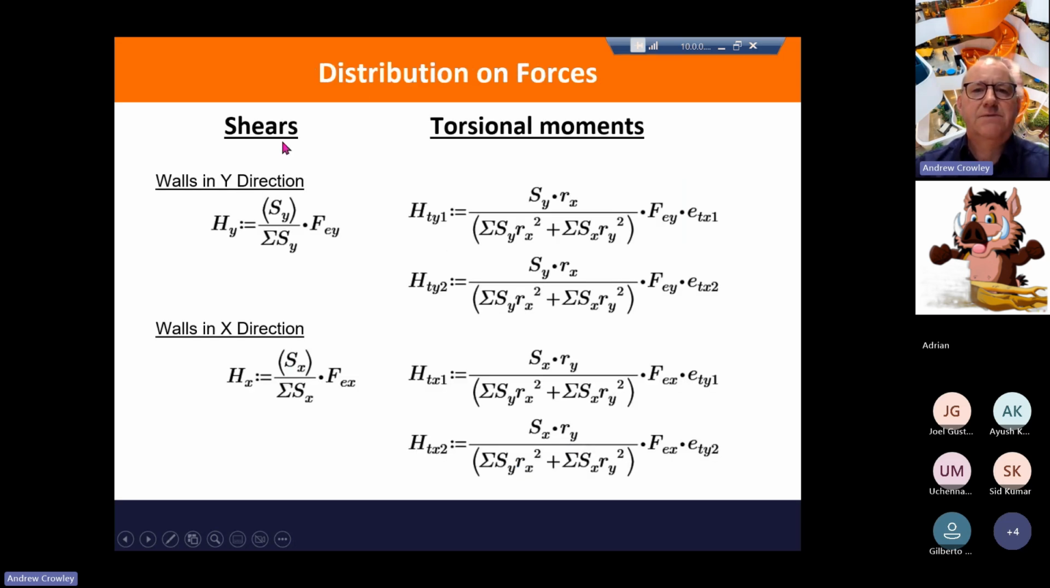So here are the distribution of forces. So for walls in the X direction, you simply take the shear resistance for that wall divided by the total, multiplied by the applied load. Similarly, on the right-hand side, we've got the torsional moment, and what you're looking at is the torsional rigidity of the system. So we have the torsional rigidity for the particular wall divided by the torsional rigidity for the whole system, and then you multiply that by the applied moment. And so we have 2 eccentricities in the X direction and 2 eccentricities in the Y direction.